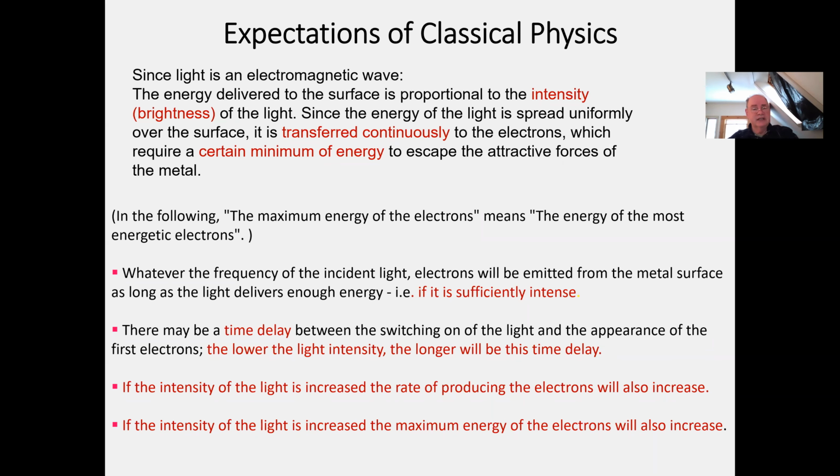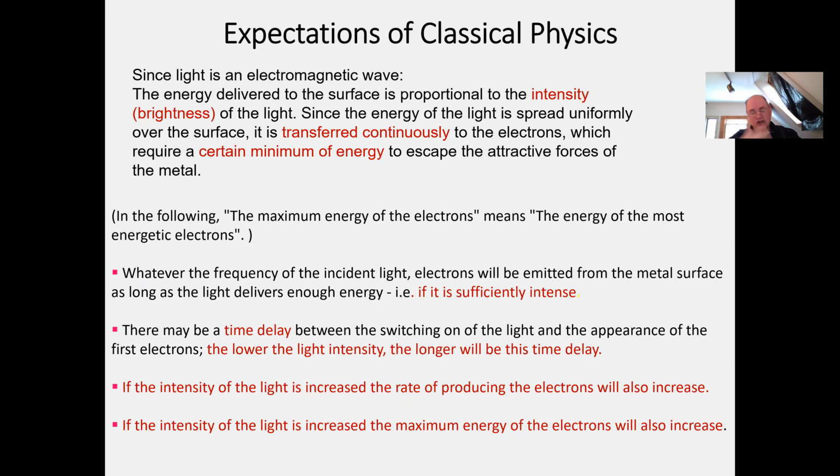Whatever frequency of incident light, electrons will be emitted as long as the light delivers enough energy. Duh. Okay, that's for sure. That means it must be sufficiently bright. There must be a time delay. You would expect a time delay between switching on the light and how long it takes for the light energy to build up in the metal to finally begin releasing the electrons. The macaroni pot. You don't turn on the gas and all of a sudden it turns into steam immediately. It takes time.